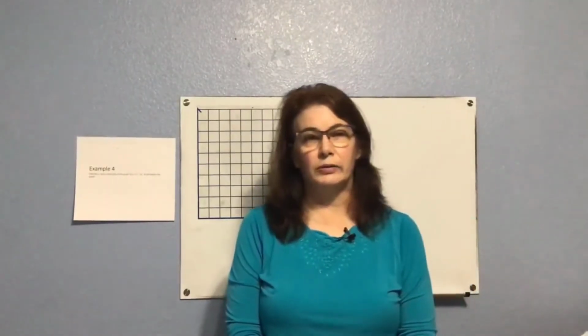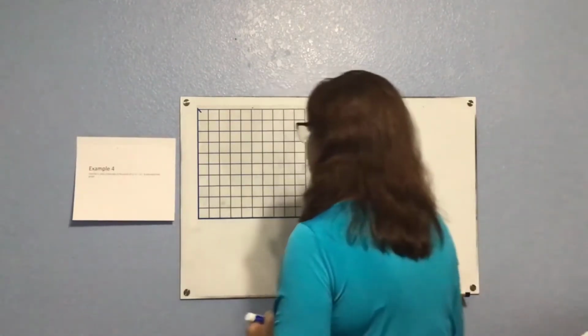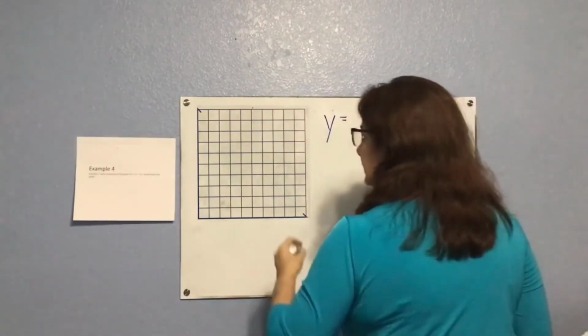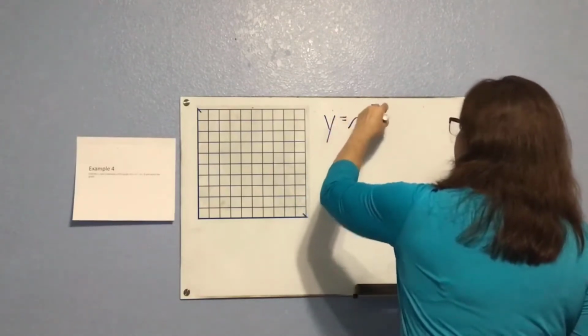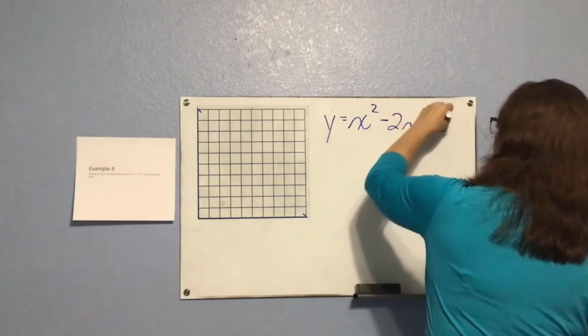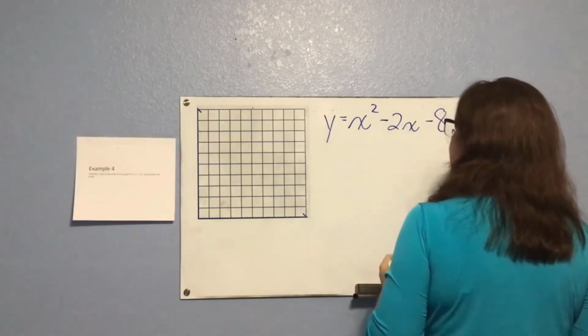Another way that we can construct a graph is by finding the x and y intercepts. As I said before, we really only need 2 points to construct a linear graph, and often the x and y intercepts are convenient points to use. So let's take a look at this. This time I'm going to have a quadratic equation. And they want me to sketch a graph for this.